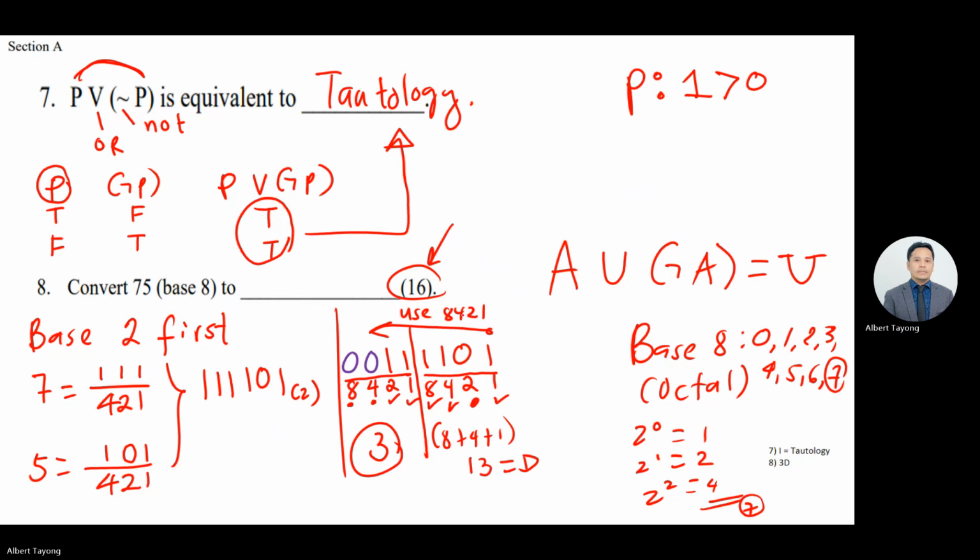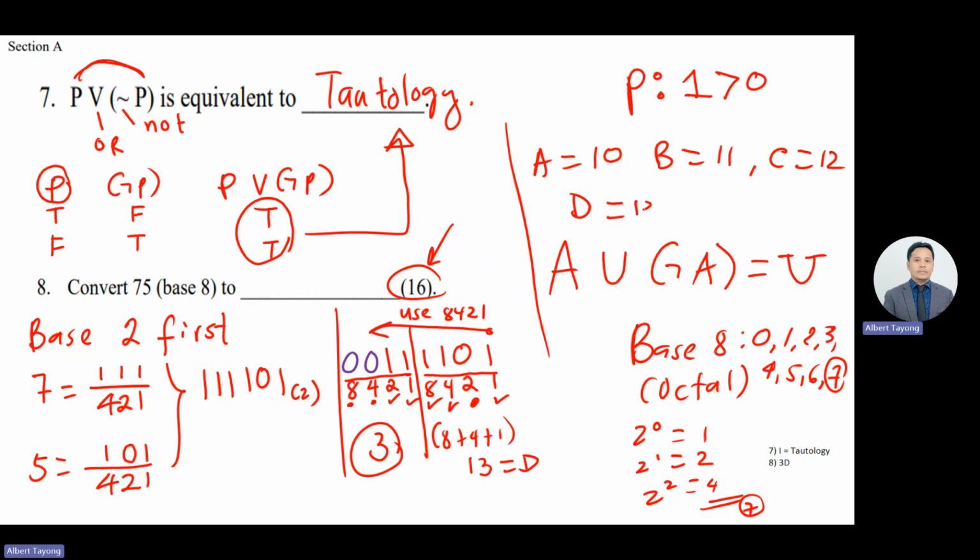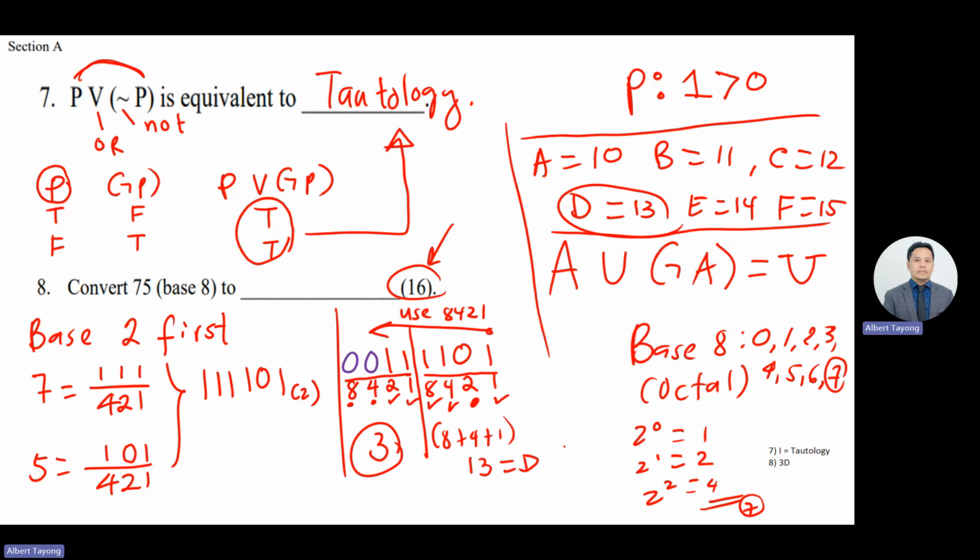Okay? So please memorize. We have A equals 10, B equals 11, C equals 12, D equals 13, E equals 14, F equals 15. Okay? So our D is 13. So the final answer is actually 3D, because our 13 is D.